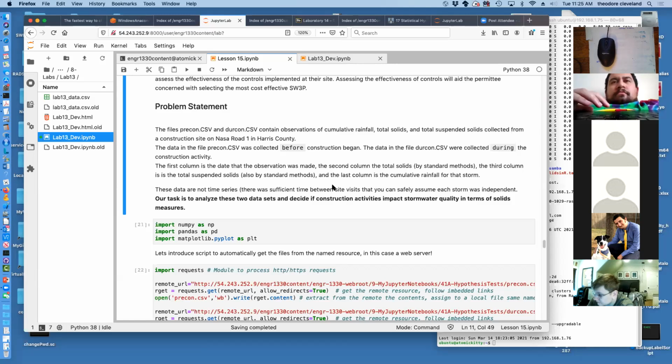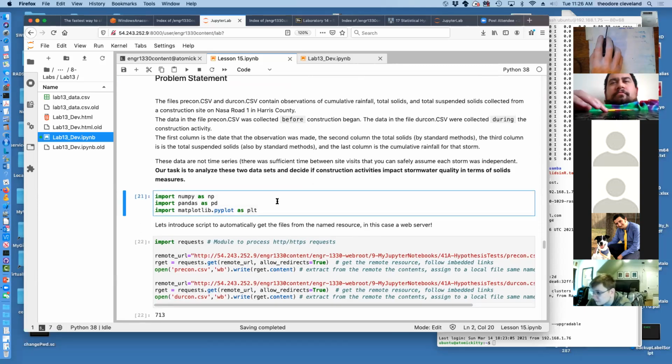Important note, the data are not time series. There's sufficient time between site visits that you can safely assume each storm is independent. Our task is to analyze the two data sets and decide if construction activity impacts stormwater quality in terms of solids measures. So there's a problem statement. Analyze the two data sets, decide if construction activities make a difference. So let me get some preloaded stuff in first.